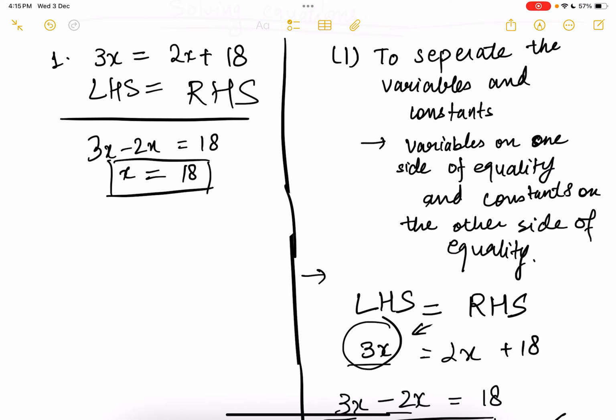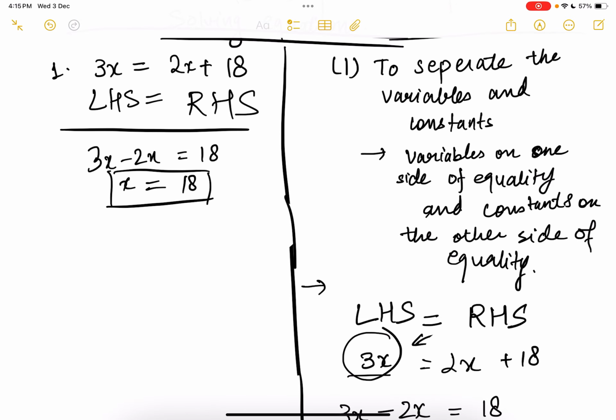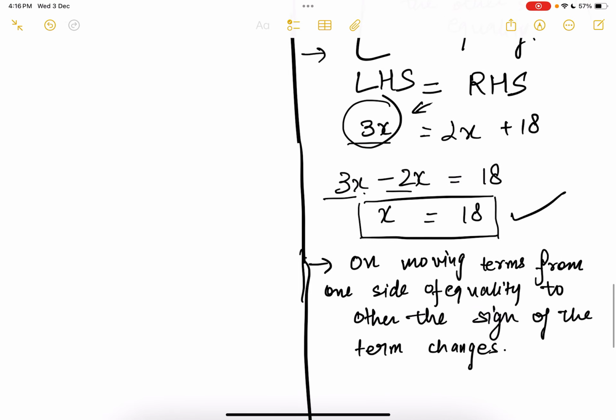This was the basic rules which you need to know. First you separate the variables and constants. Now how do you separate? This is how you do. Variables on one side of equality and constants on the other side. This is what you need to do actually. Variable here is one side, constant is on other side. That is what you need to do. And how you do that?